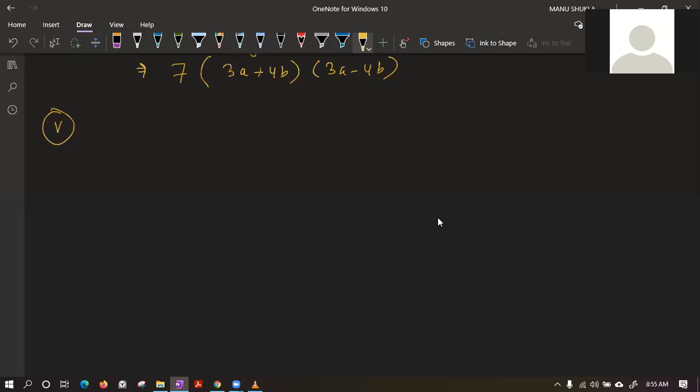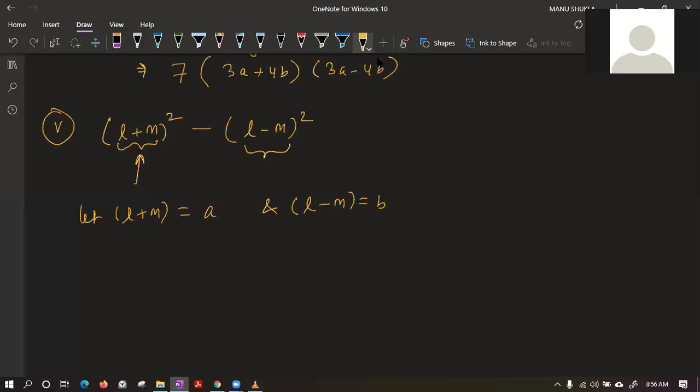Fifth part can be solved in two ways. Class, fifth part looks very tough, but it is very easy. It can be done in two ways, and I want to help you in both ways. If you observe this L plus M as one thing, L minus M as one thing, can't you see it as A square minus B square? So we can say, let L plus M is equal to A and L minus M is equal to B.